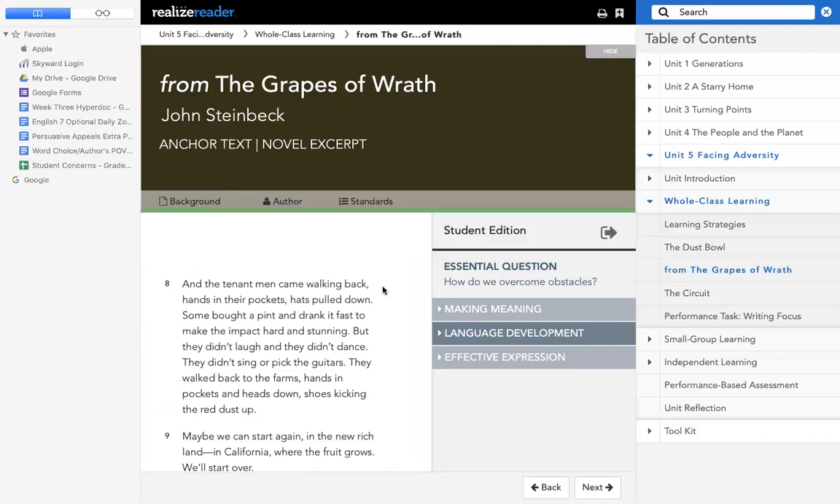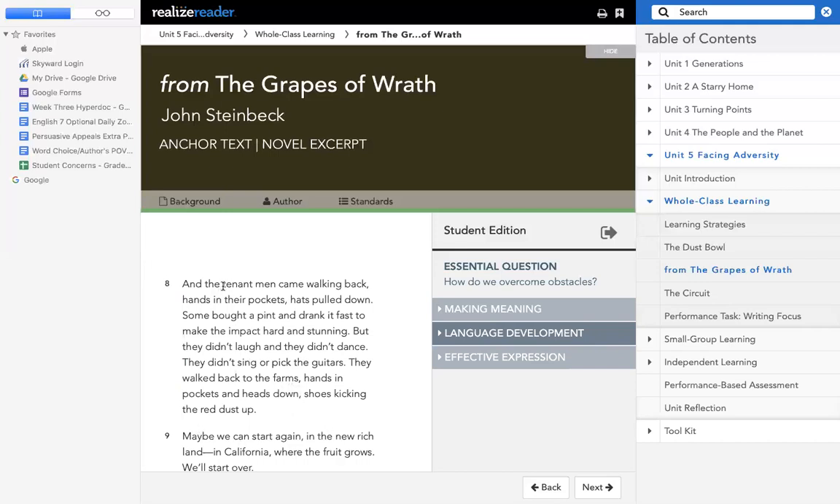And the tenant men came walking back, hands in their pockets, hats pulled down. Some bought a pint and drank it fast to make the impact hard and stunning. But they didn't laugh and they didn't dance. They didn't sing or pick the guitars. They walked back to the farms, hands in pockets and heads down, shoes kicking the red dust up. And that is where you're stopping for today.